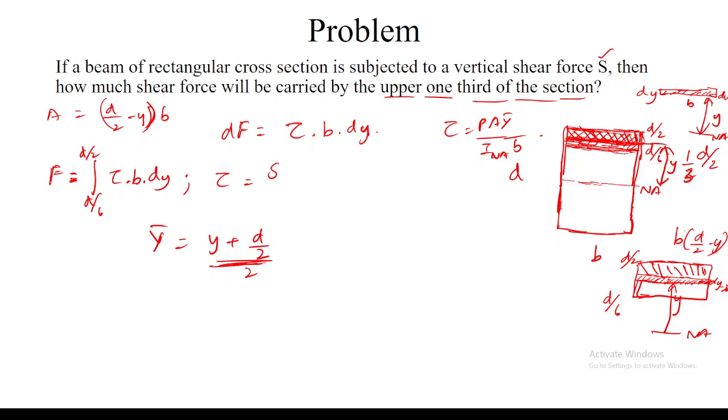The thickness of the upper section is D by 2, okay? No, the upper distance is nothing but D by 2, not the thickness. The upper fiber is at a length of D by 2 above the neutral axis. Let's suppose this is the extreme fiber. This extreme fiber is at a distance of D by 2 from the neutral axis, and its one third will be D by 6. So from D by 6 to D by 2, we have to integrate the shear stress into the differential area, and then calculate the value of shear force.